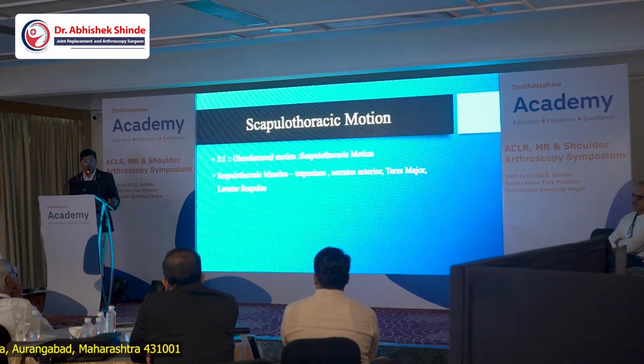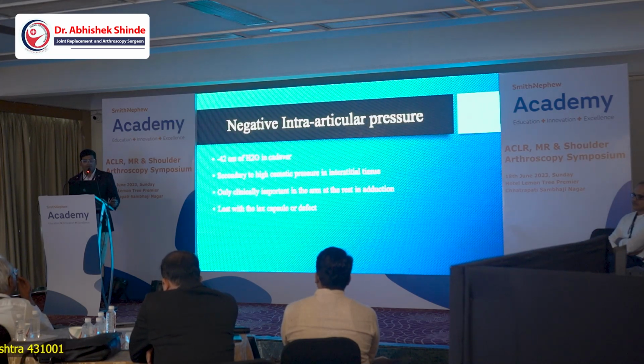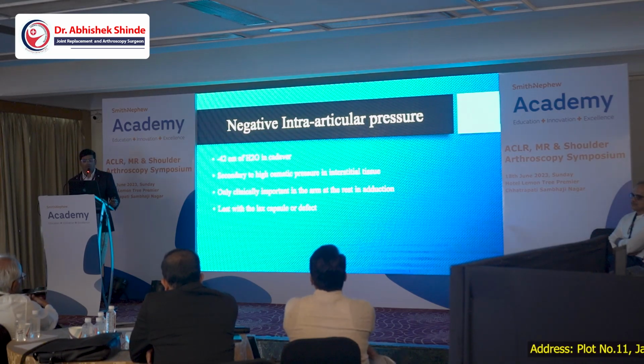Scapulothoracic movement is 2:1. Scapulothoracic muscles are trapezius, serratus anterior, rhomboids, and levator scapulae. Negative intra-articular pressure is minus 42 cm of water in cadavers, secondary to high osmotic pressure in interstitial tissue. Its only clinical importance is with the arm at rest in adduction, and with loss of the lax capsule or a defect.